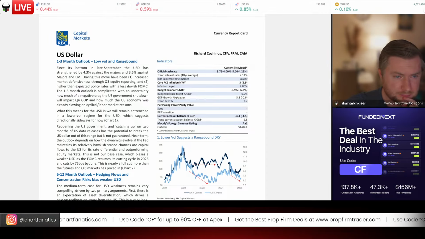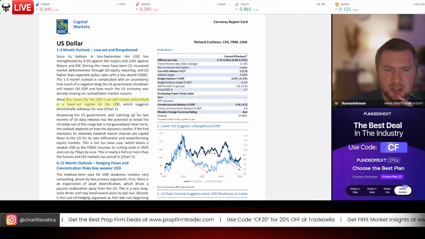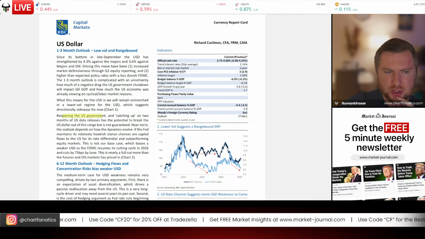So they go on to talk about December USD, cool, blah, blah, blah. What this means for the dollar is it will remain entrenched in the lower vol region for the USD, which suggests directionally sideways for now, which is this one here that they're looking at. Reopening the US government and catching up on 2 months of data has the potential to break the dollar out of the range, but is not guaranteed.